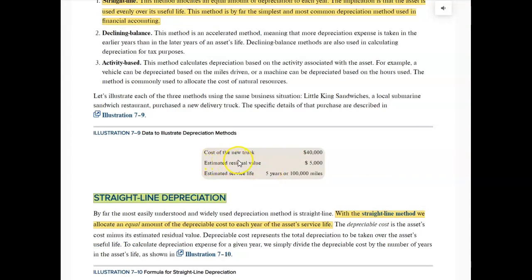Here are the numbers. Let's say we purchased a truck that cost $40,000. The estimated residual value is $5,000 at the end of 5 years. We'll need 100,000 miles here if we were using the activity-based depreciation method. We're not going to use that method, so don't worry about the 100,000 miles. We're just going to use the 5 years. So we need to spread the cost of this asset over a 5-year period.